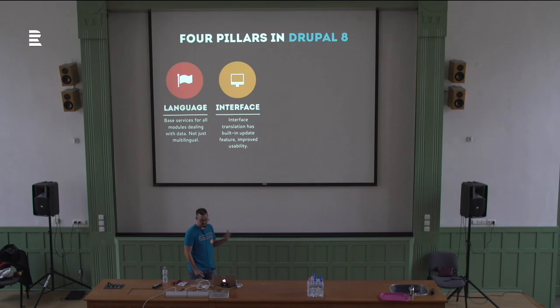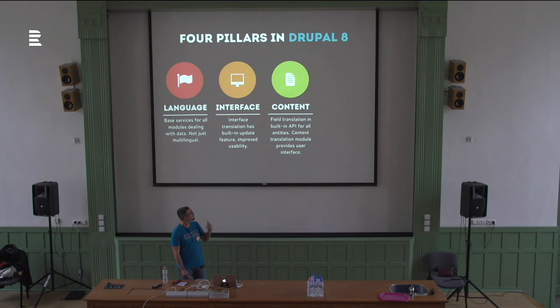And it improved a lot the usability of how you translate your Drupal site. Then there's a third one, which is the content translation module, which allows you to translate your content. It's called content translation, but it's based on what entity translation would look like on Drupal 7. So if you're translating your nodes with content translation, you will only have one node, and each translation is not creating a different copy of this node, but you would actually be translating fields. And the content translation module provides a user interface for translating your content in Drupal 8.